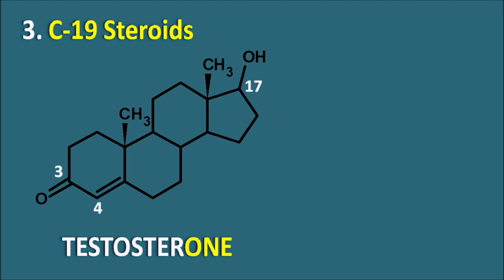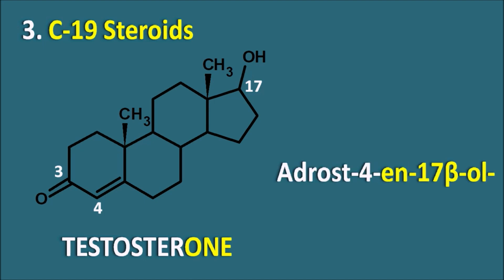So testosterone can be written as androst-4-ene, because the double bond is present at the 4th position. 17-beta-ol. The 17th position hydroxyl group is attached by beta linkage, so 17-beta-ol, and the 3rd position has a ketone group, which can be denoted as 3-one. So testosterone is androst-4-ene-17-beta-ol-3-one.